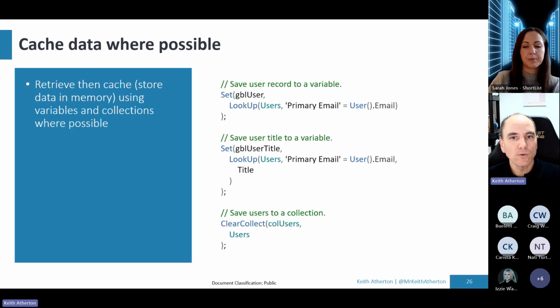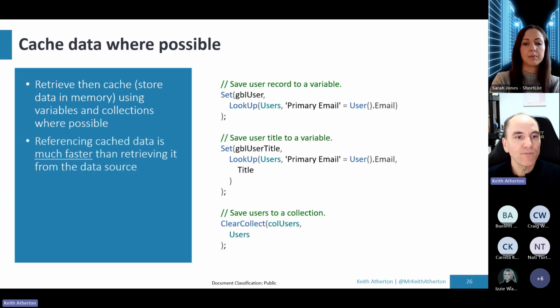Now with this, what we could do is pull the data or any values and store them locally in variables. In the example there, we've got one at the top saving it as a record, the next as a column value, a single discrete value, or saving it as a collection as well. Now, the benefit with this is that if you refer to this cached data, instead of going all the way to the data source and back, it's typically much, much faster because it's held in local memory. So again, depends on the use case, it might be appropriate.